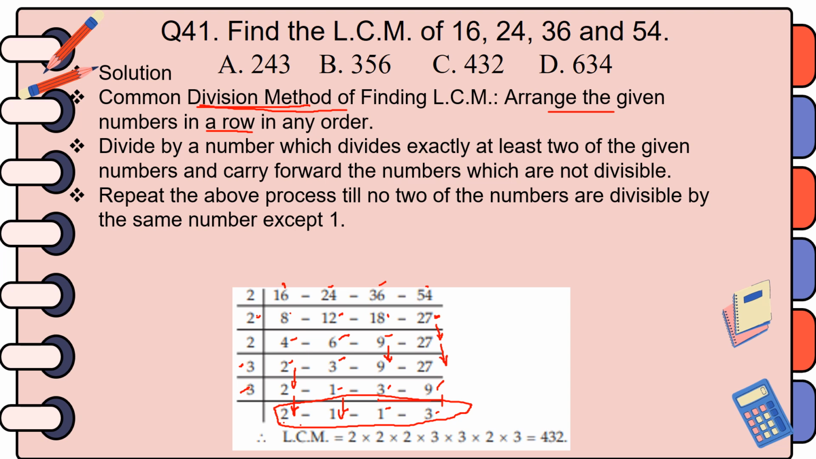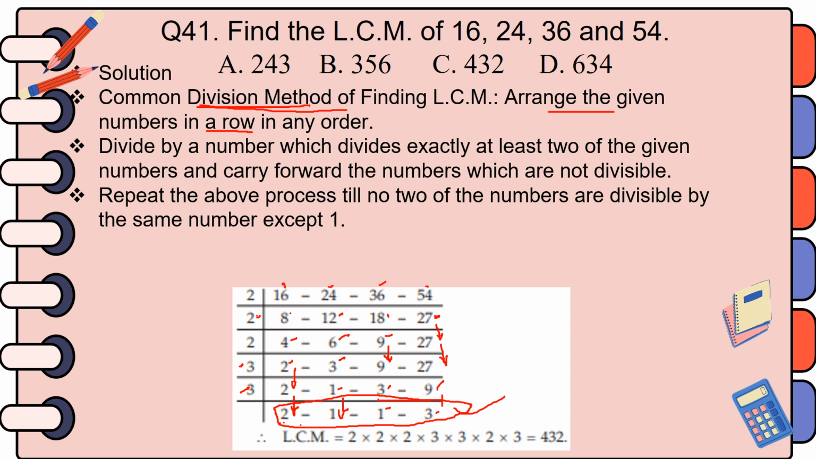Are there any 2 numbers which can be divided by a certain common divisor, common prime number? 2 and 1, the common divisor is 1. 1 and 2, the common divisor is 1. 1 and 3, the common divisor is 1. Again, 2 and 3, the common divisor is 1. So we cannot find any common divisor except 1 for the numbers which are listed on this last row.